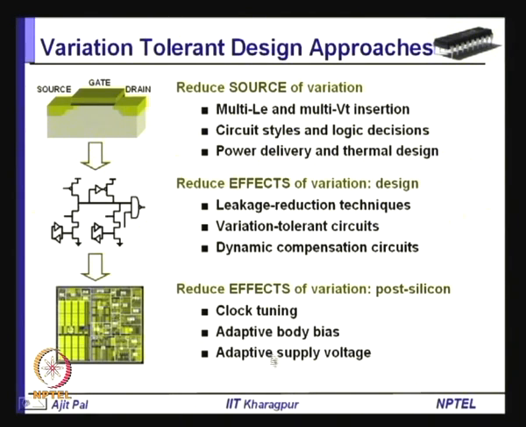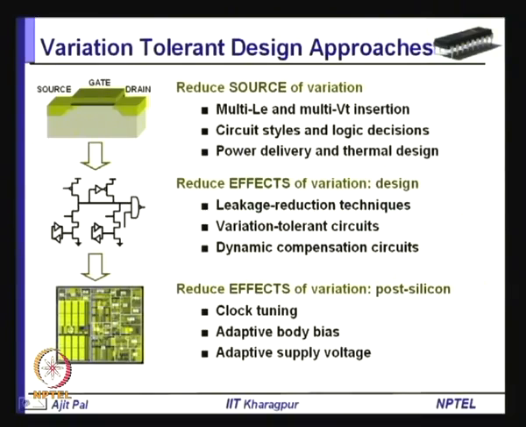Then another approach is adaptive supply voltage. Instead of using a fixed supply voltage, you can use different supply voltages for different dies. That means, if a particular die is dissipating too much current, instead of using a high supply voltage, you can apply a lower supply voltage, and similarly if a die is slow, you can apply a higher supply voltage, so that the speed of operation increases. So, in this way you can use adaptive supply voltage or adaptive body bias. These are post silicon techniques, which I shall discuss in detail later on.